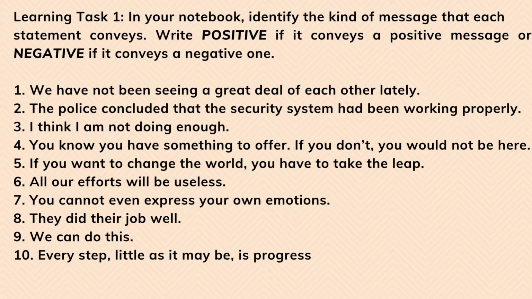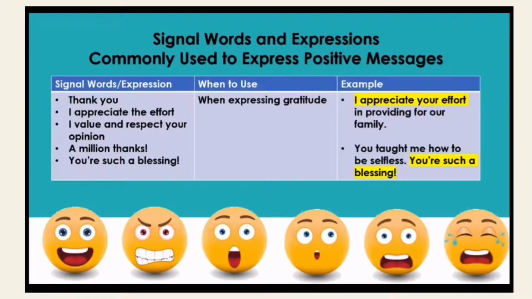Yes. Number 7, you cannot even express your own emotions. This is an example of a negative message. That is correct. Number 8, they did their job well. Sentence number 8 is a positive message. Number 9, we can do this. Okay, that is right. This is also a positive message. And last, number 10, every step, little as it may be, is progress. This is also a positive message. Now, how many of you got 10?